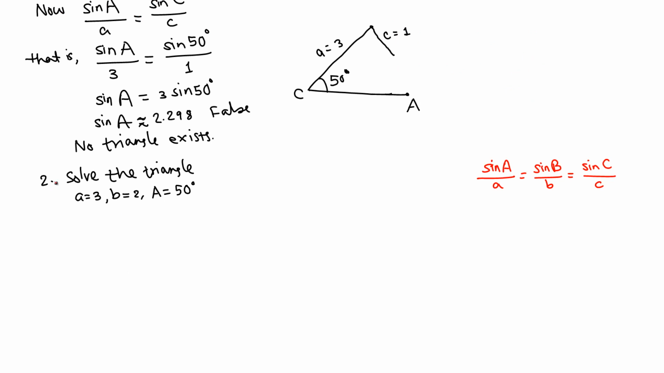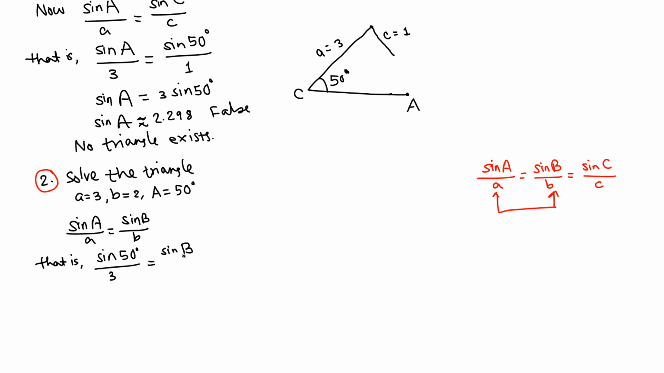Let's solve the second problem, number 2, where side a = 3, side b = 2, angle A = 50. Since side a and side b are given, look at this law of sines. I'm going to use first equals second. That is sine A over a equals sine B over b. That is sine 50 degrees over 3 equals sine B, to be determined, over b, which is 2.